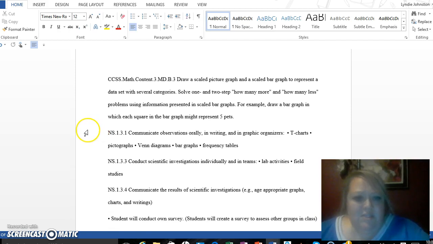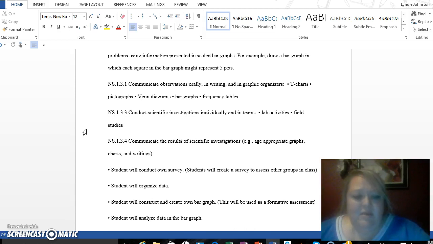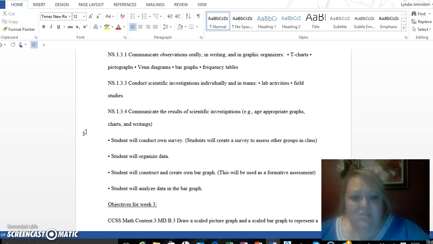The Common Core State Standard is Math Content 3.MD.B.3, where they draw a scaled picture graph and a scaled bar graph to represent a data set with several categories. The NS 1.3.1, they communicate observations orally in writing and in graphic organizers. The NS 1.3.3, they conduct scientific investigations individually and in teams, where they do a field study or lab activities. The NS 1.3.4, they communicate the results of scientific investigations.